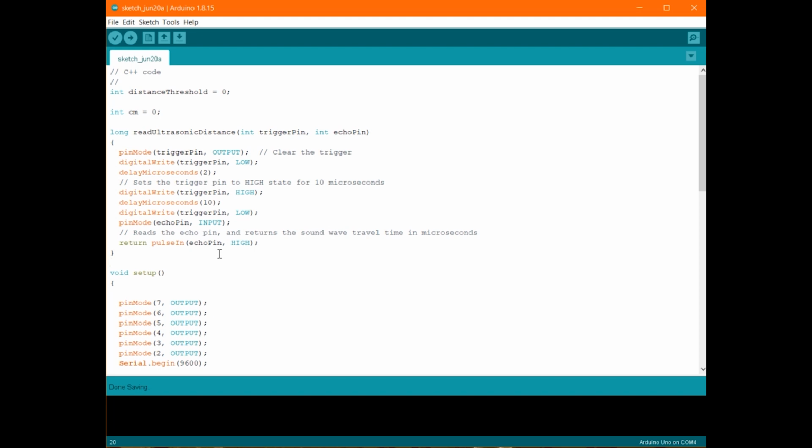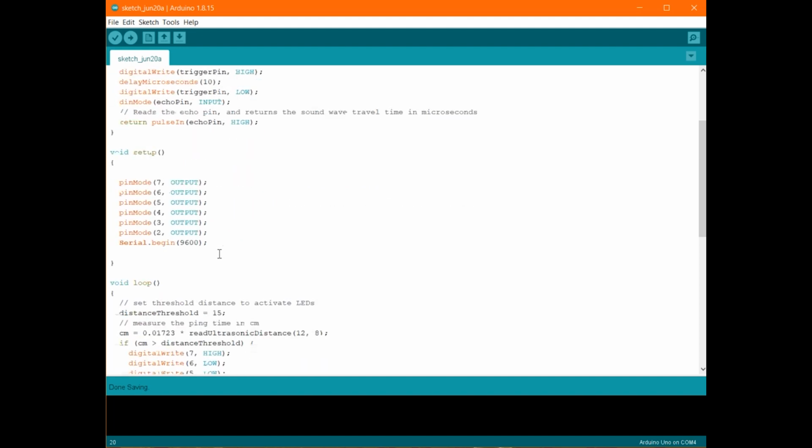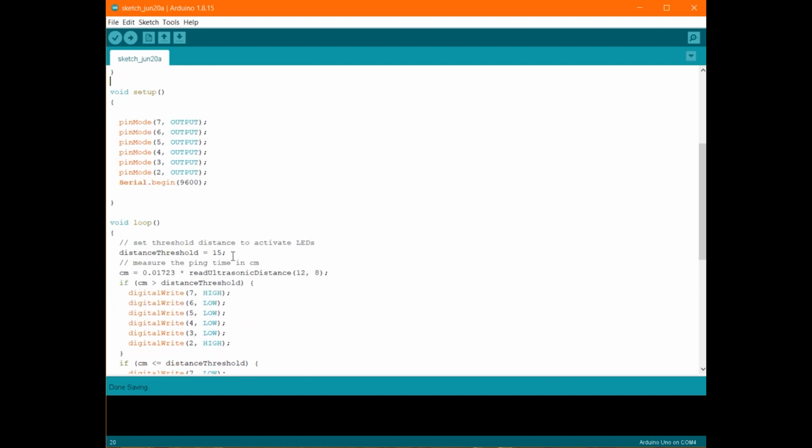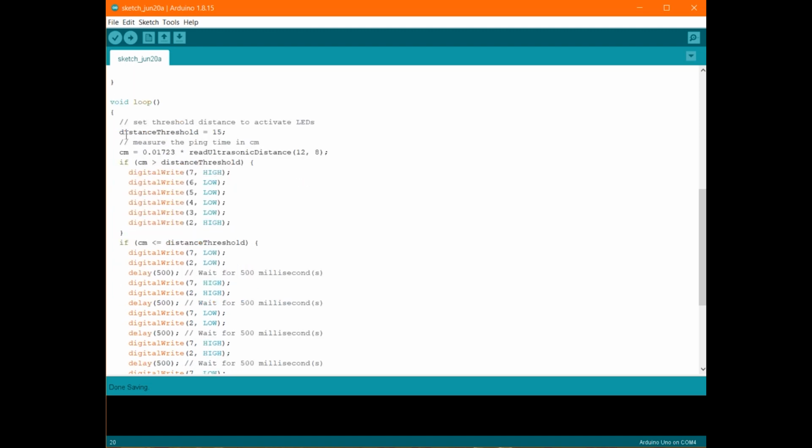Here is the void setup, where we have initialized various pins which we will use for the simulation of the traffic light, and we have used LEDs on pins 2 to 7. Here is our main code where we have set the distance threshold to be equal to 15 cm, which can be different for practical purposes, but for simulation we have kept it to be 15.